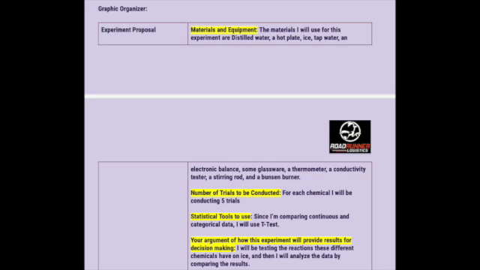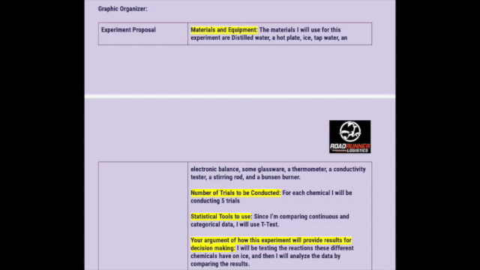The materials I will use for this experiment are distilled water, a hot plate, some ice, tap water, an electronic balance, some glassware, a thermometer, a conductivity tester, a stirring rod, and a Bunsen burner. The number of trials to be conducted for each chemical would be five. I will do it 5 times, just to make sure. I will be testing the reactions these different chemicals have on ice, and then I will analyze the data by comparing the results.